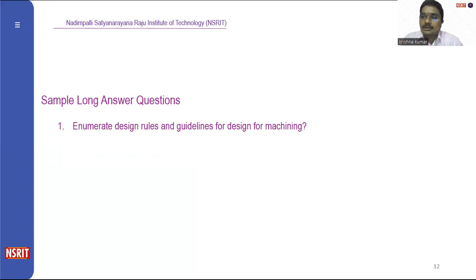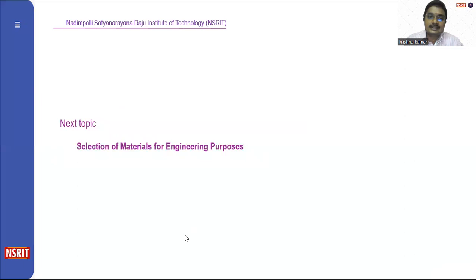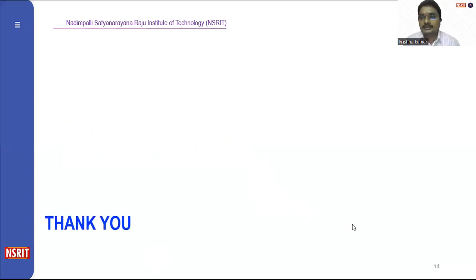In the next class we are going to see the properties depending upon the composition of the materials and what type of materials we have to choose. We will discuss that in the upcoming classes. I have placed some sample questions here, please go through them. And the next topic is selection of materials for engineering purposes. There we are going to see some compositions of the material and what type of materials we are going to adopt for our design. Right.